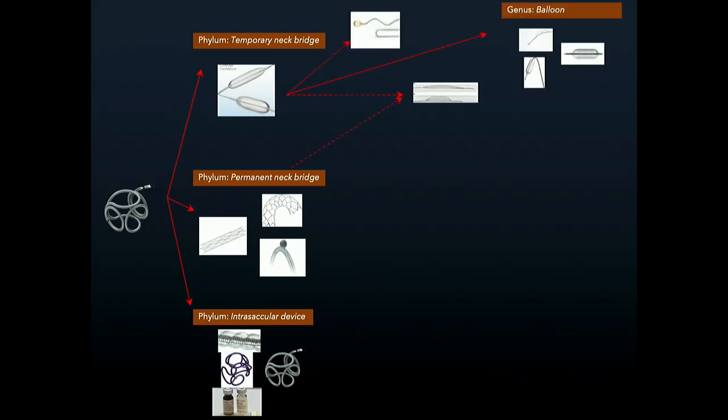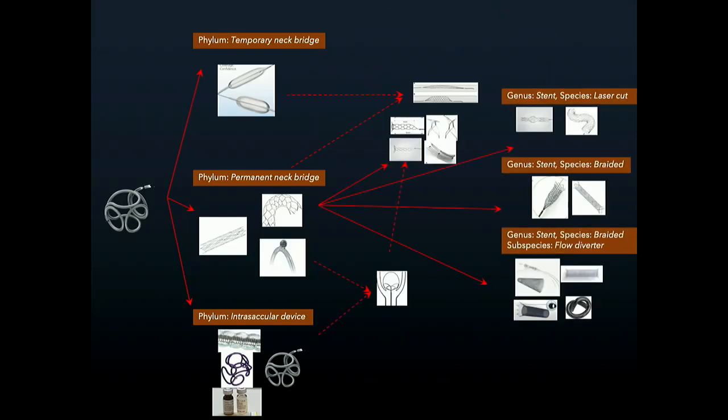The temporary neck bridges, we've got balloons, of course, in various shapes, sizes and forms. And we've even got balloon-like stents or stent-like balloons, crossover type devices, whichever way you want to think of it. And the stents themselves have diverged into a multitude of different devices, some which are very niche and designed specifically for tricky bifurcations, others that are braided and others are laser cut. So there's a wide variety of devices.